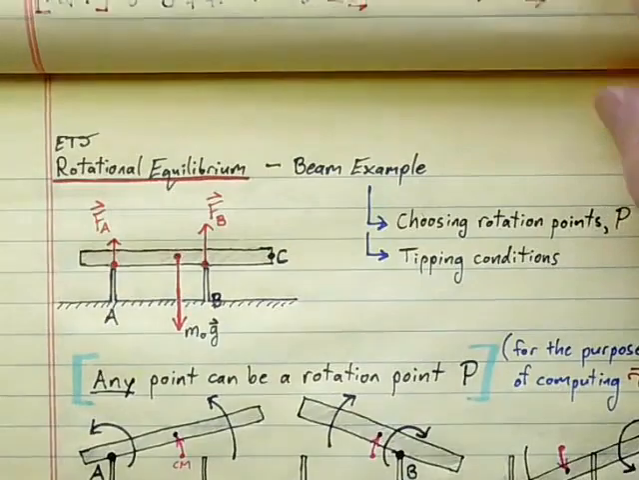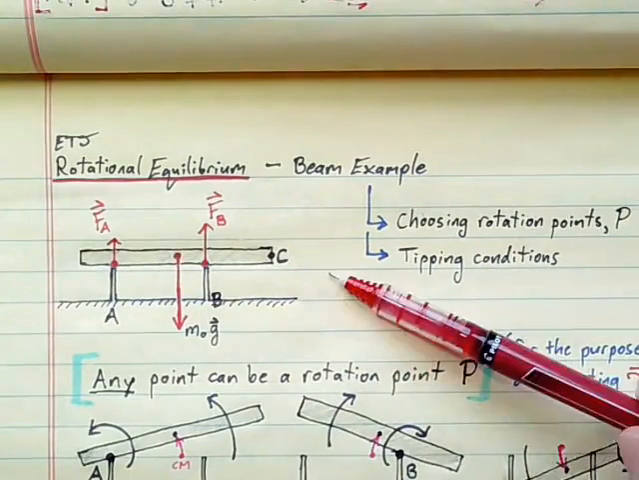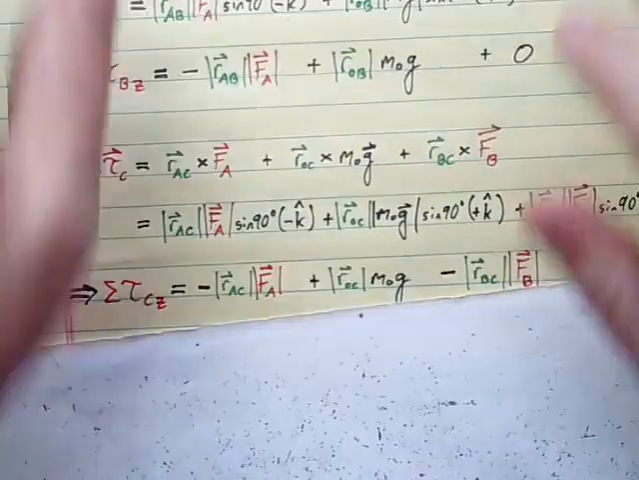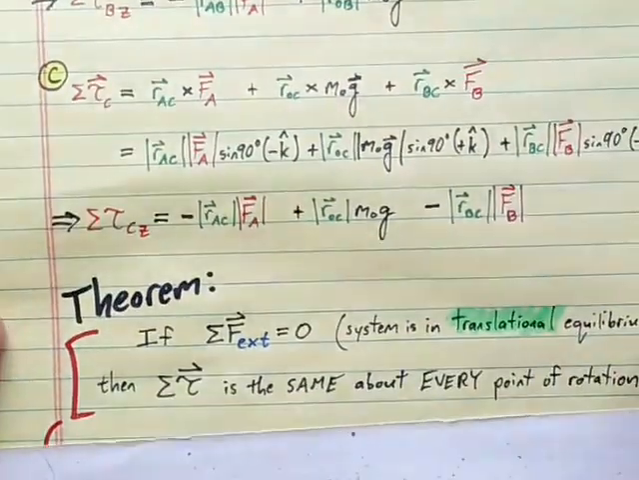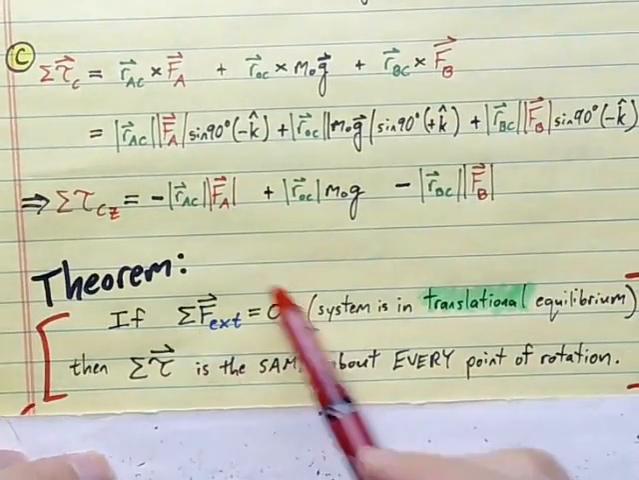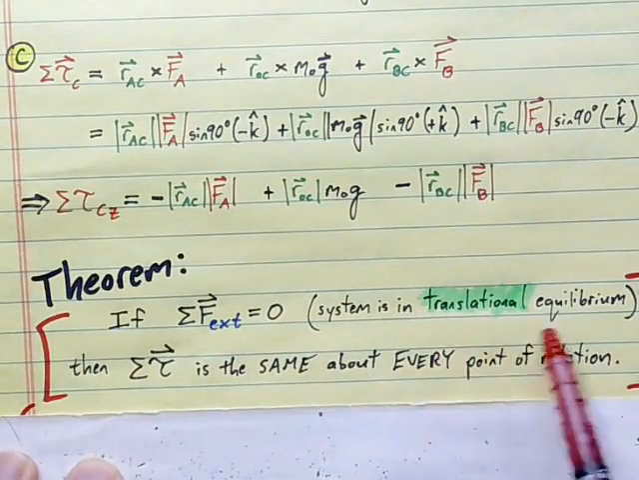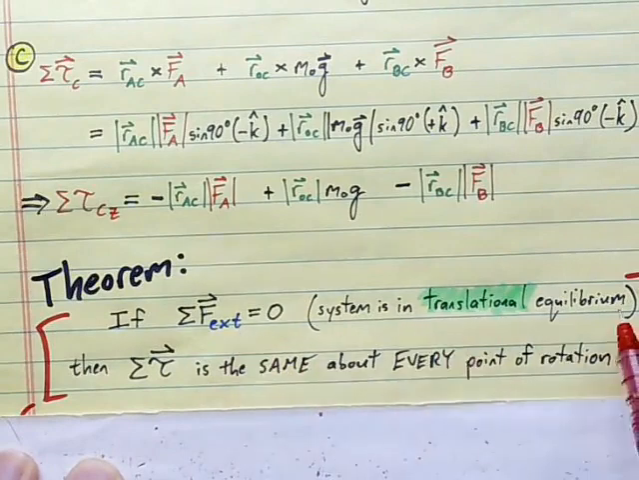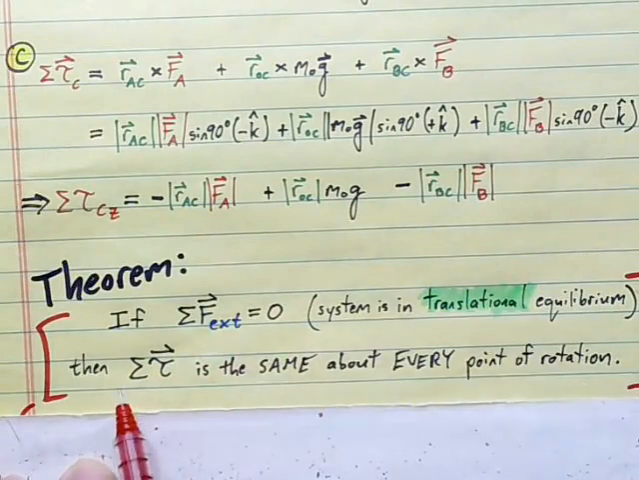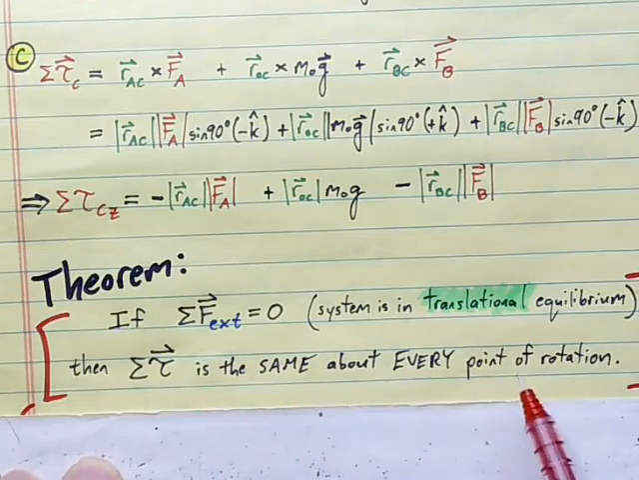Now, we're imagining that the beam is not rotating about any of those points. We're imagining the beam to be in static equilibrium, which means that the net torque should be 0. And now a theorem for you. Theorem is this. If the net external force on a body is 0, meaning the system is in what we call translational equilibrium, the center of mass is not accelerating. If that's true, then our theorem is asserting that the net torque on that body will be the same about every point of rotation.